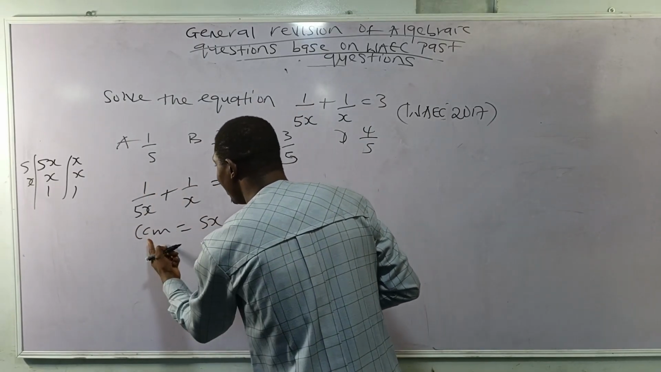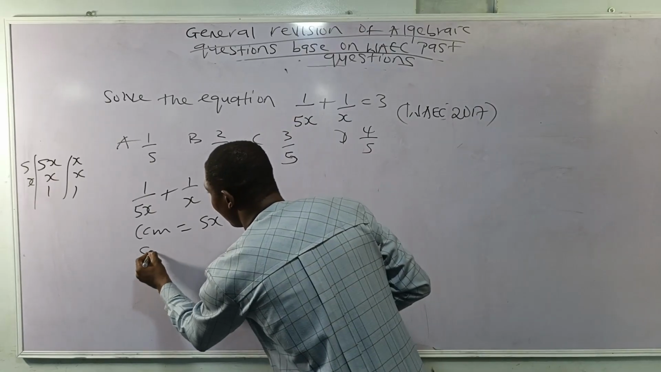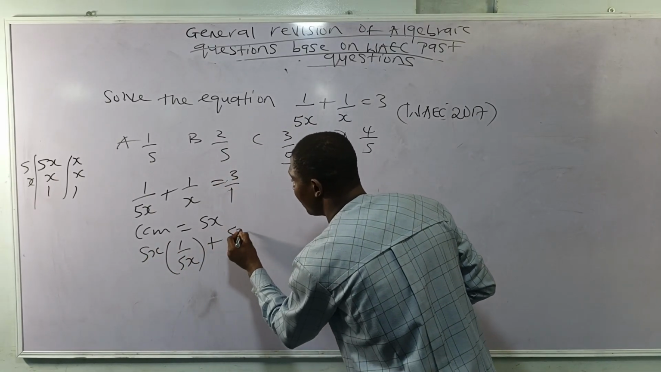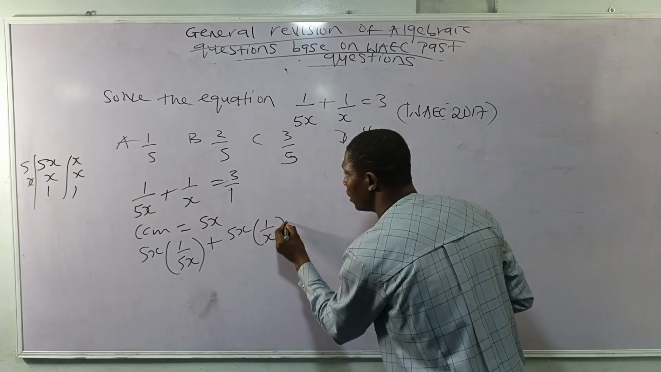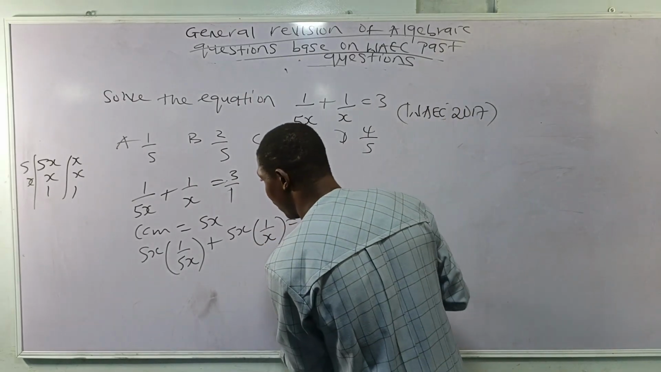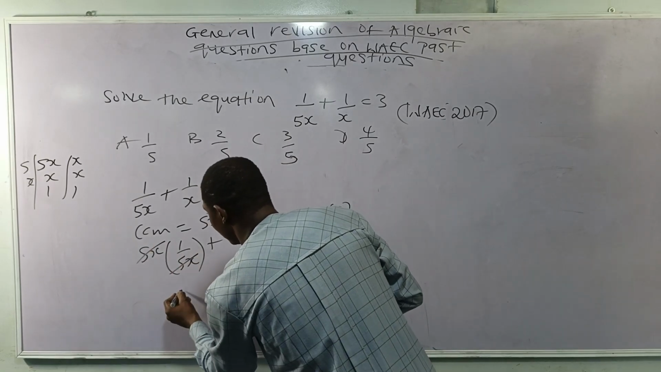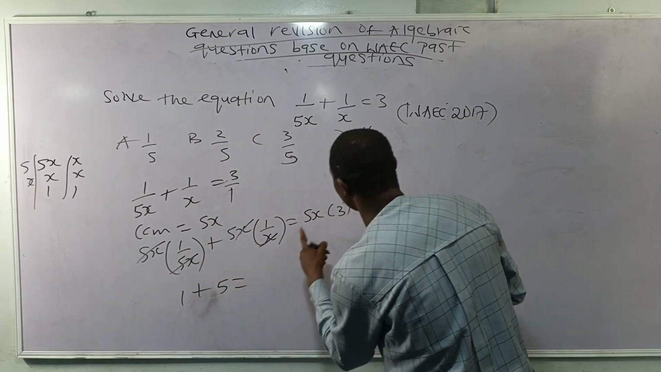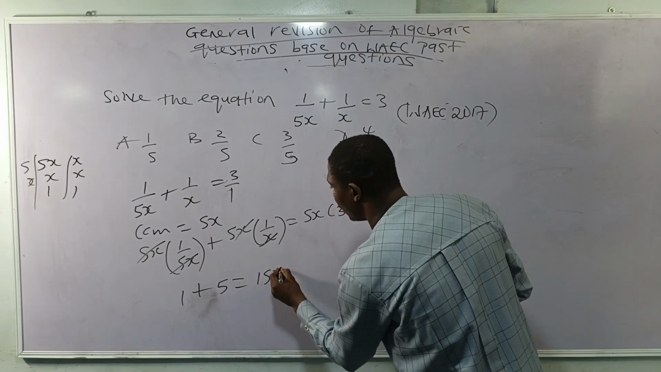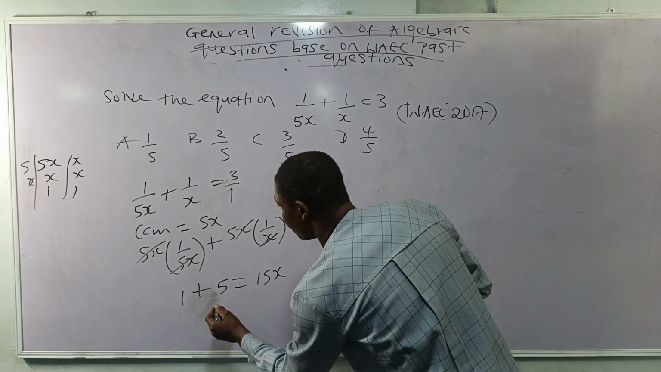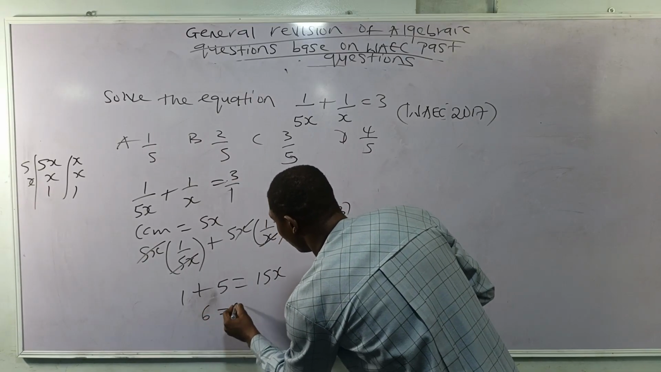5x. If we multiply each of the terms by the LCM, we have 5x bracket 1 over 5x plus 5x bracket 1 over x equals 5x bracket 3. It can be over 1 if you choose. So 5x we cancel 5x, I'll have 1. Plus x we cancel, 5 times 1 will give me 5, equals 5x times 3 will give me 15x. And if I add up, I'll have 6 equals 15x.